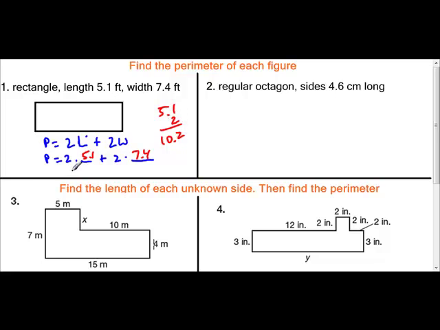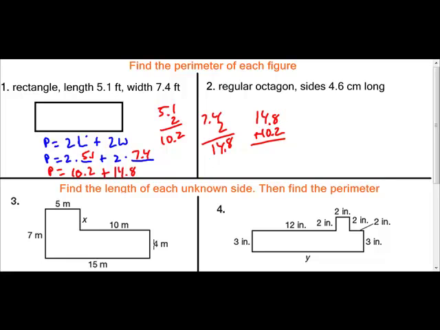So perimeter equals 10.2 plus, and now we have to do 2 times 7.4. I'll do that over here. 2 times 4 is 8. 2 times 7 is 14. We have a decimal here, 14.8. Now we have to add these together. 14.8 plus 10.2. When you add or subtract decimals, you have to line them up.